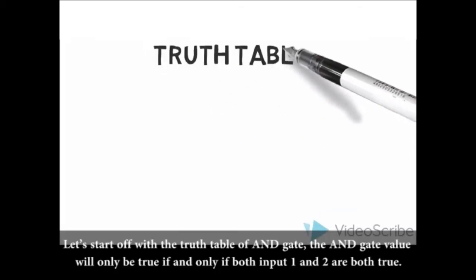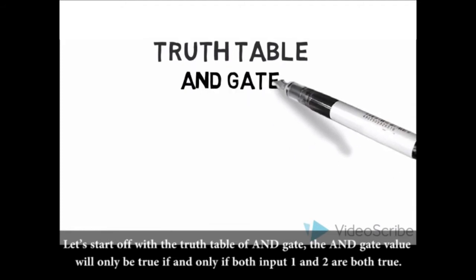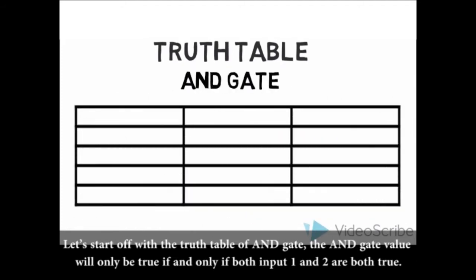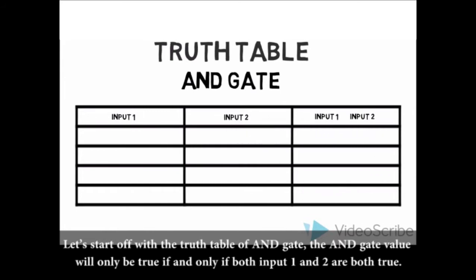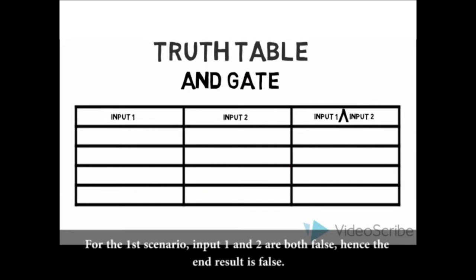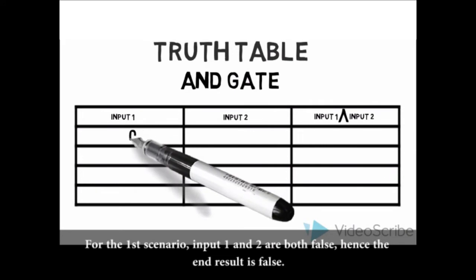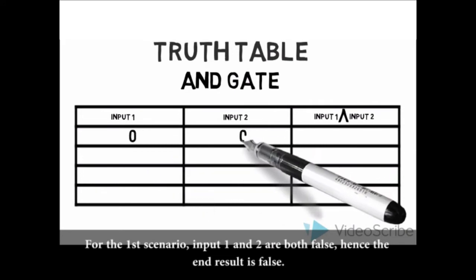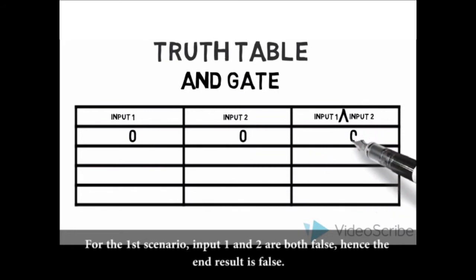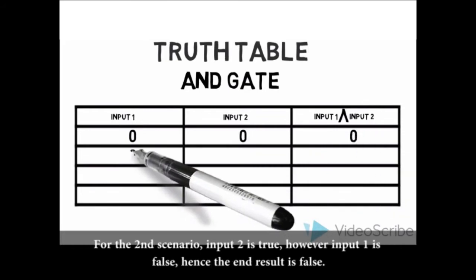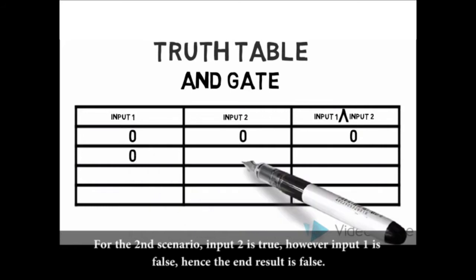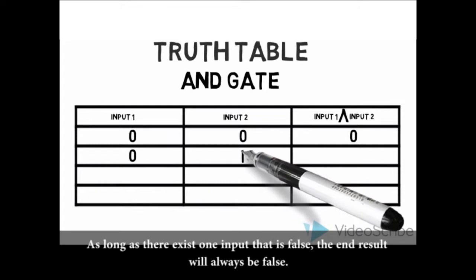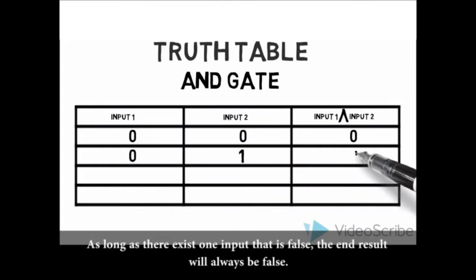Let's start off with the truth table of the AND gate. The AND gate value will be true if and only if both input 1 and 2 are true. For the first scenario, input 1 and input 2 are both false, hence the AND result is false. For the second scenario, input 2 is true, however input 1 is false, hence the AND result is false. As long as there exists one input that is false, the AND result will always be false.